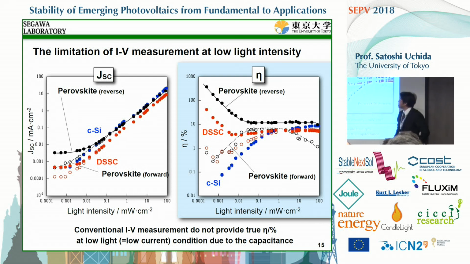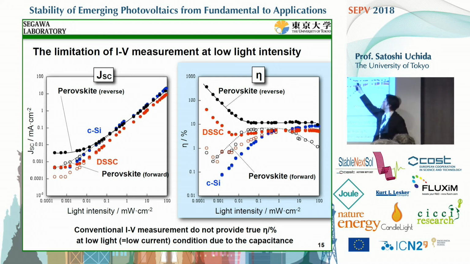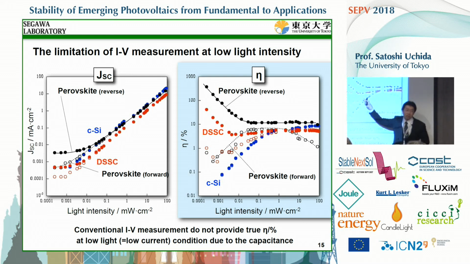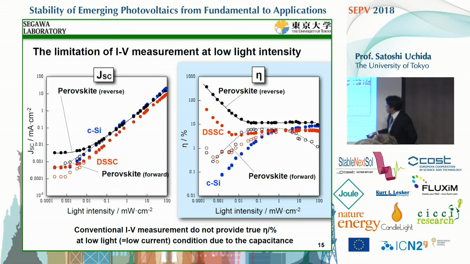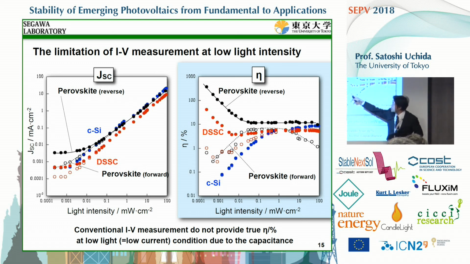In a similar manner, the perovskite also has the same tendencies. At moderate intensity conditions, I believe these are reliable data, but finally it goes up to a cell performance of 10,000, 1,000, something around. And you see the blue line is the crystal silicon solar cell, which shows a linear trend, especially for JSC, giving a very nice straight curve.